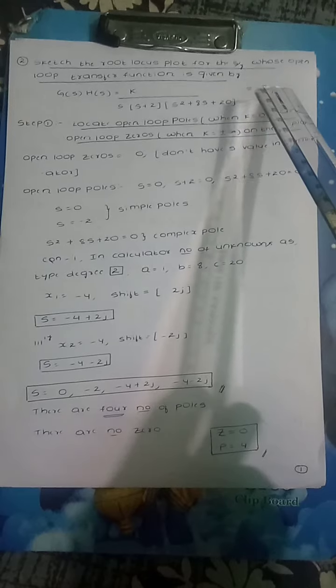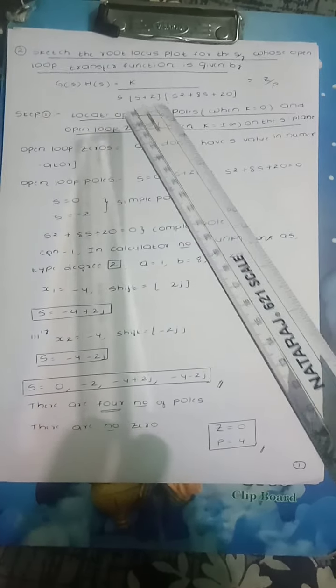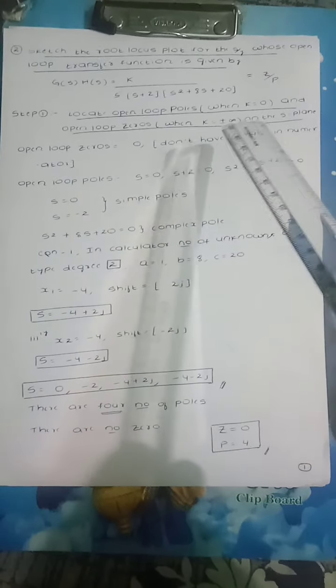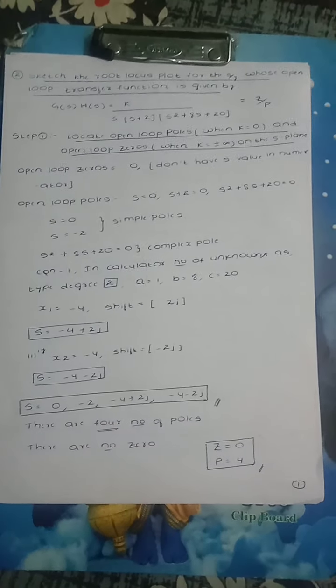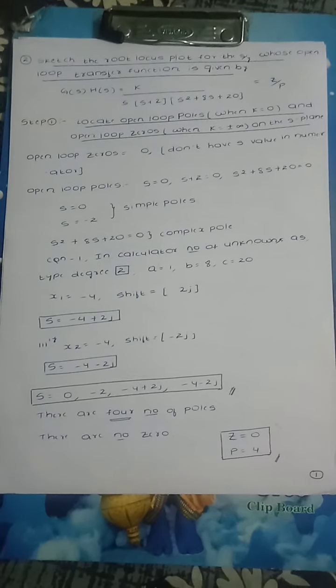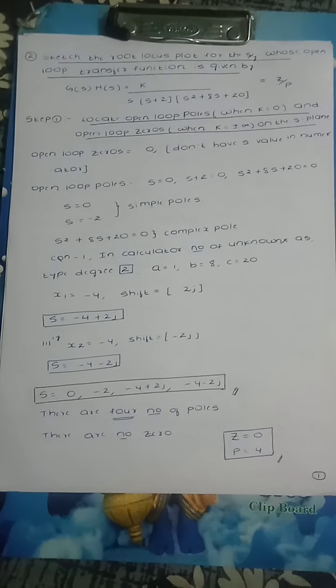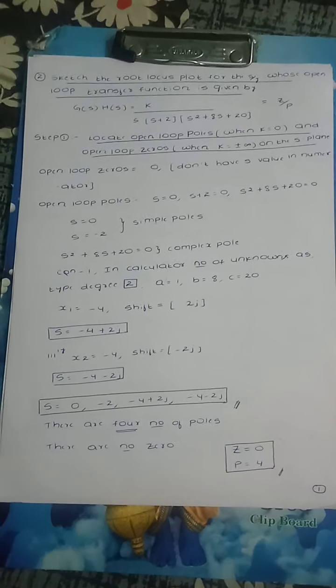So first, as I told, write Z by P, that is, you have to first locate the open loop poles and open loop zeros. Open loop poles when K is equal to 0 and open loop zeros when K is equal to plus or minus infinity on the s plane. Here also, as in the previous problem, we don't have any s values in the numerator, so the number of zeros is equal to 0.